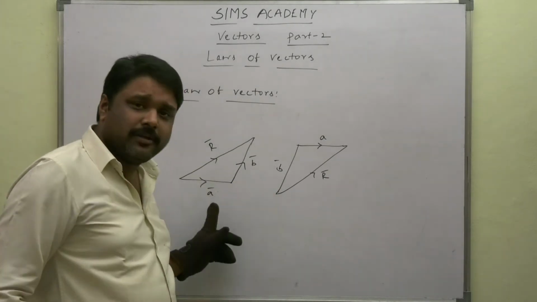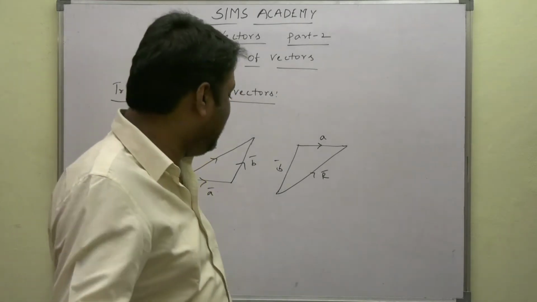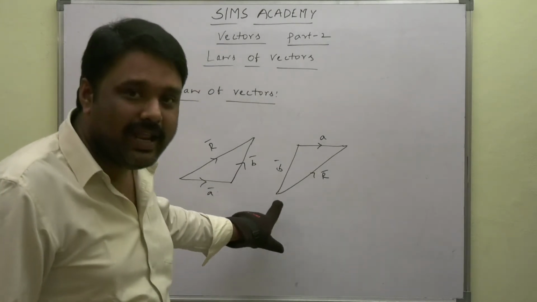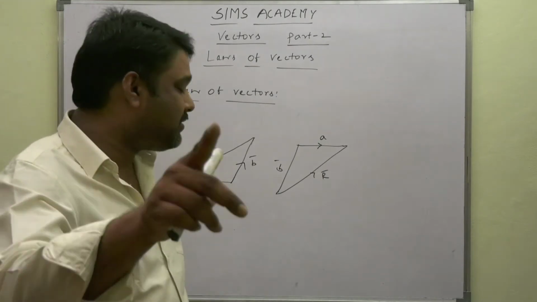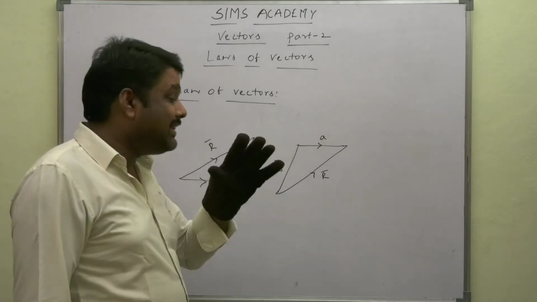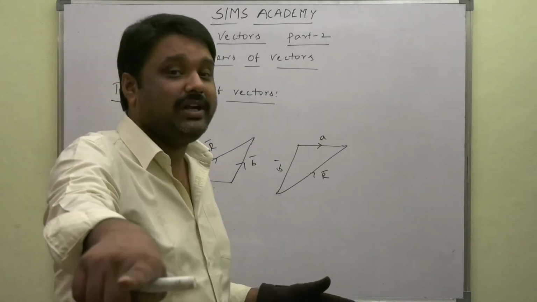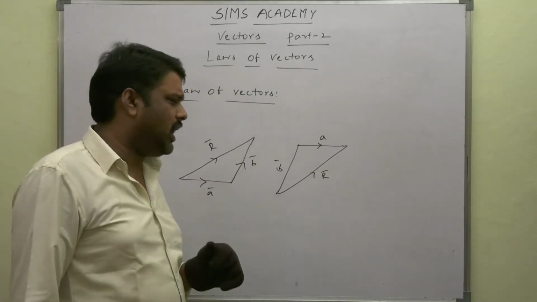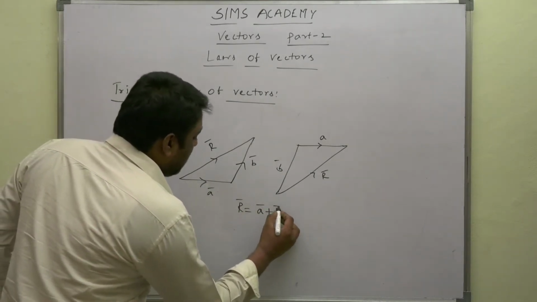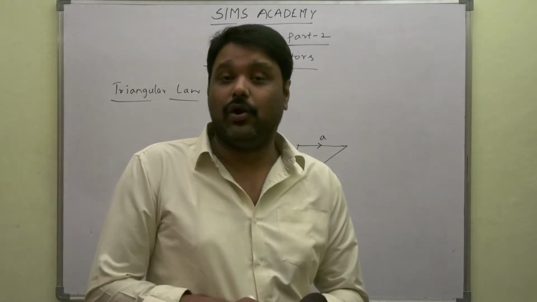If two vectors are acting on the same particle at the same time with different magnitudes and directions, taken as the two sides of the triangle in the same order, then the resultant is given by the third side, both in magnitude and direction, taken in the opposite order. Here we can write R bar equals A bar plus B bar. This is the triangular law of vectors.